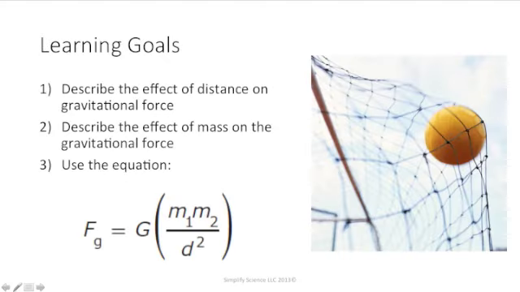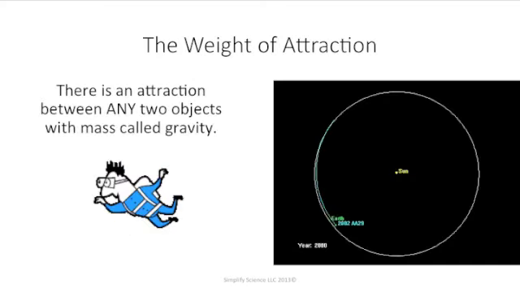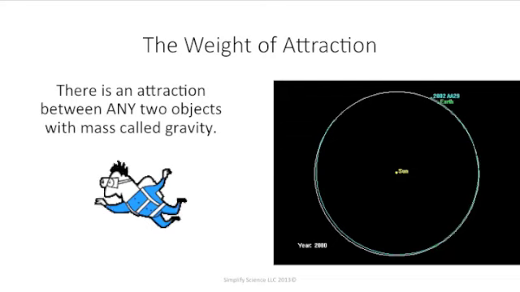So our goals are, number one, that you be able to describe the effect of distance on gravitational force. Number two, that you be able to describe the effect of mass on gravitational force, and that you be able to use that equation right there, which is called Newton's law of universal gravitation. So, the weight of attraction: there is an attraction between any two objects with mass called gravity.